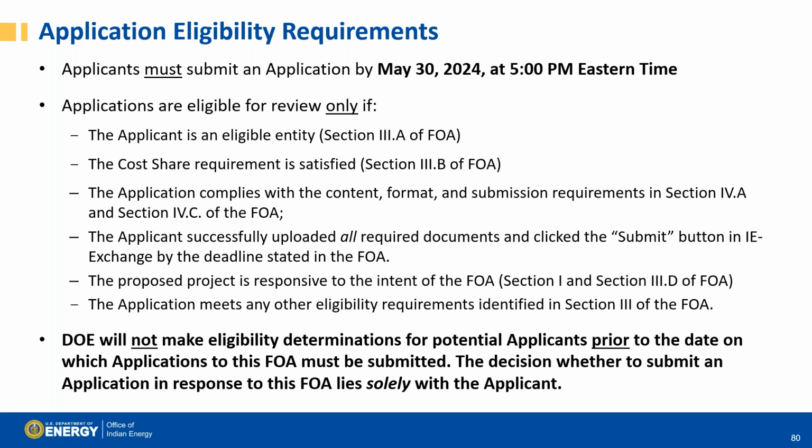Once submitted, DOE will conduct an eligibility review. An application will be deemed eligible only if the applicant is an eligible entity, and see Section 3A of the FOA for this eligibility. The cost share requirement is satisfied, and you can read more about that in Section 3B of the FOA. Third, the application complies with the content, the format, and submission requirements that are listed in Section 4A and Section 4C of the FOA.